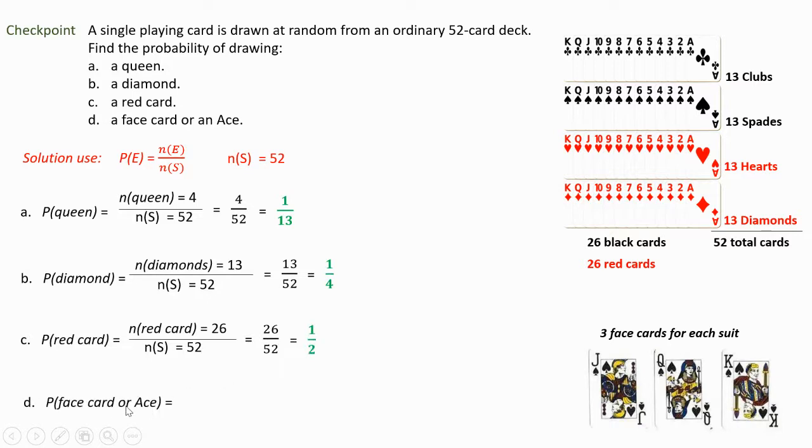A face card or an ace. Okay. So how many face cards are there? Right? There's going to be 12 face cards. And how many aces? 4 aces. So what the or means, right? So it'll be 12 plus 4 over the sample space, which is 52, so it'll be 16 over 52, which reduces to 4 over 13. So this is my answer in green.